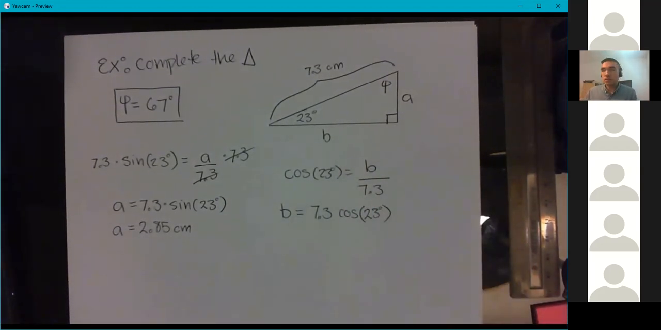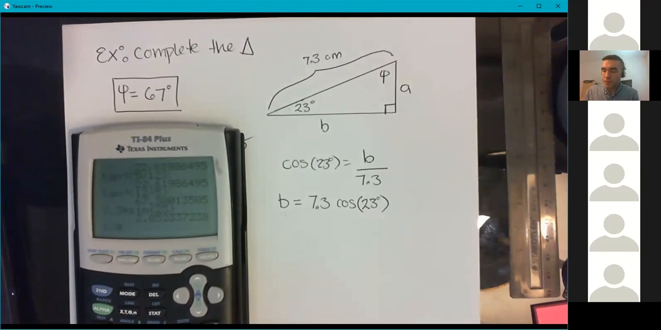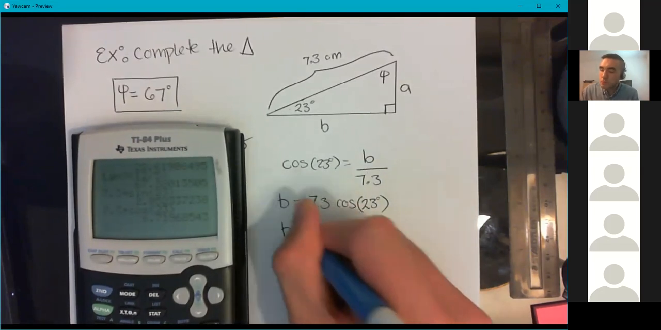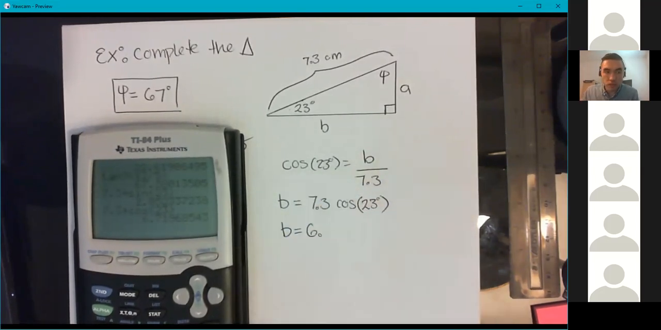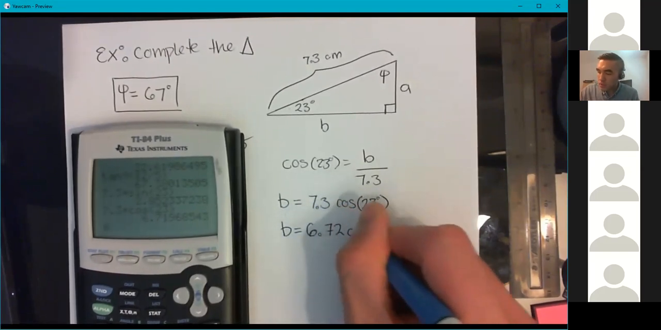So again, I enter this, oh, the brightness changed. I'm going to enter this into my calculator now in one step. 7.3 times cosine 23. And this tells us that side length B is equal to 6.72 centimeters.